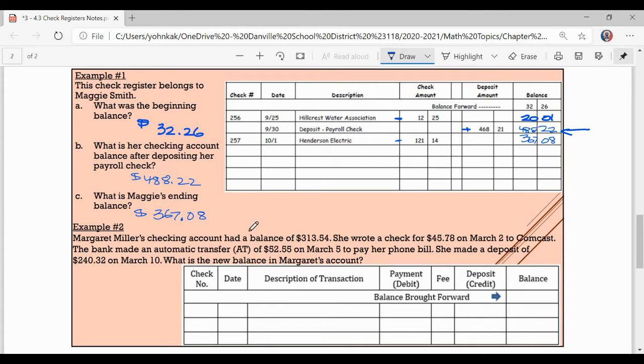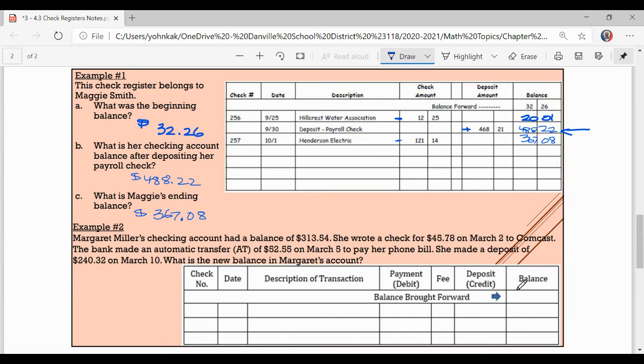Margaret Miller's checking account had a balance of $313.54. She wrote a check for $45.78 on March 2nd to Comcast. The bank made an automatic transfer of $52.55 on March 5th to pay her phone bill. She made a deposit of $240.32 on March 10th. What is the new balance in Margaret's account?